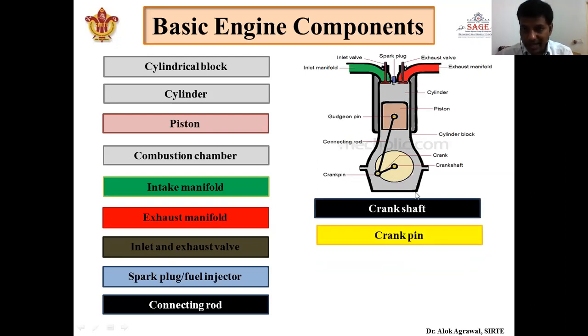Next one is the crank pin. The pin which connects the crank to the connecting rod is called the crank pin. The pin which connects the connecting rod to the piston is called the gudgeon pin.